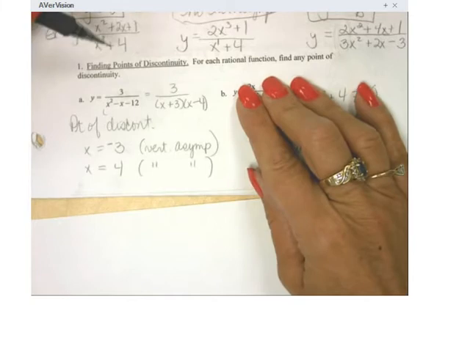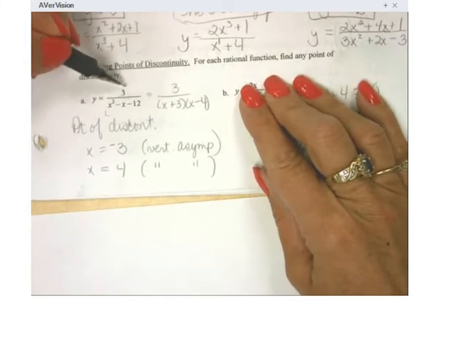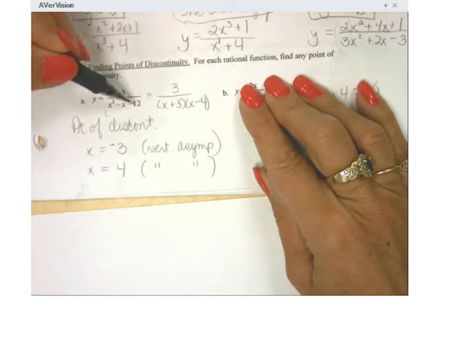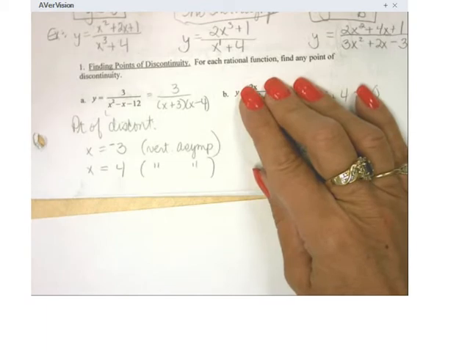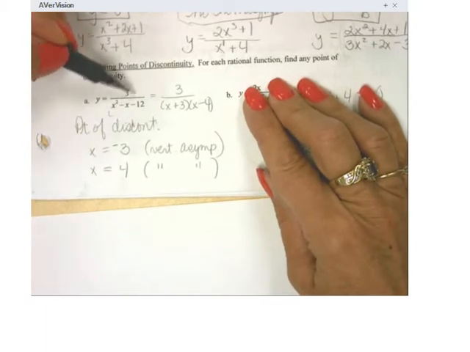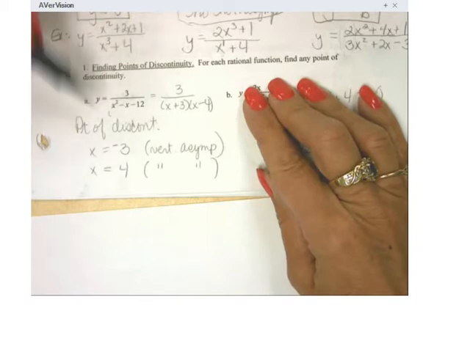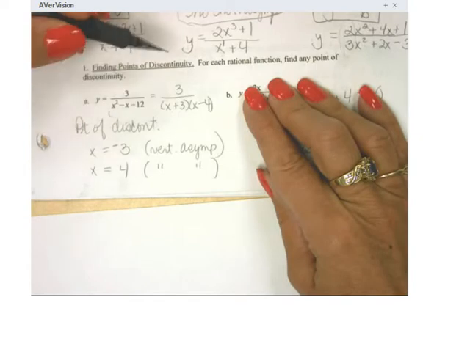Now, on the bottom of this page, let's finish up here, and we have to find where we have points of discontinuity. And then we'll actually identify what type of discontinuity we have. So I have y equals, and notice this does look different from what we had in our last section. I have 3 over, and now I have a quadratic down in the denominator.